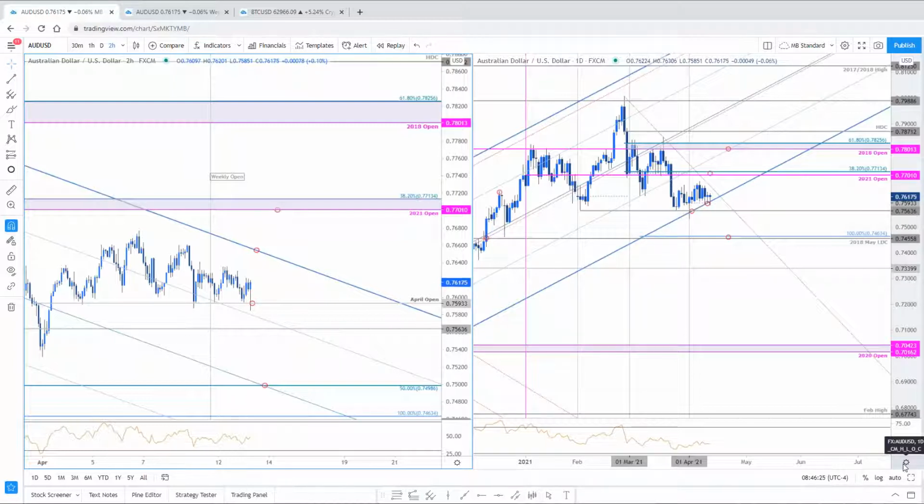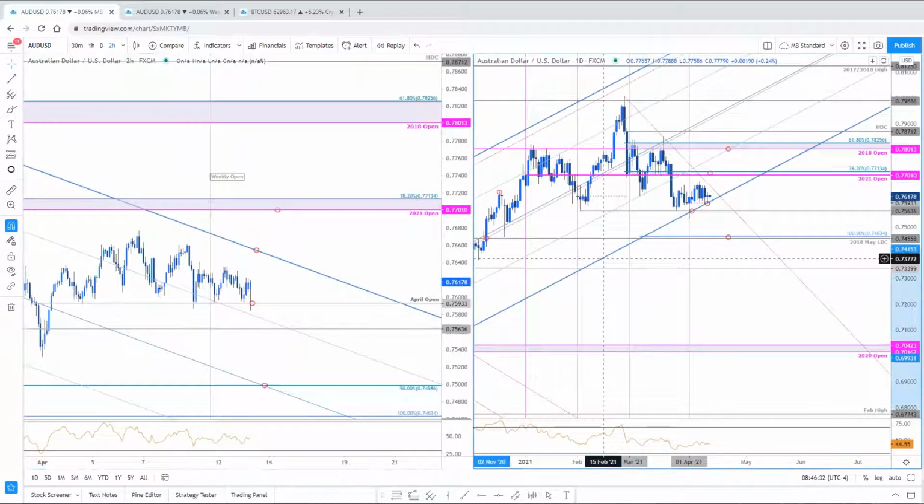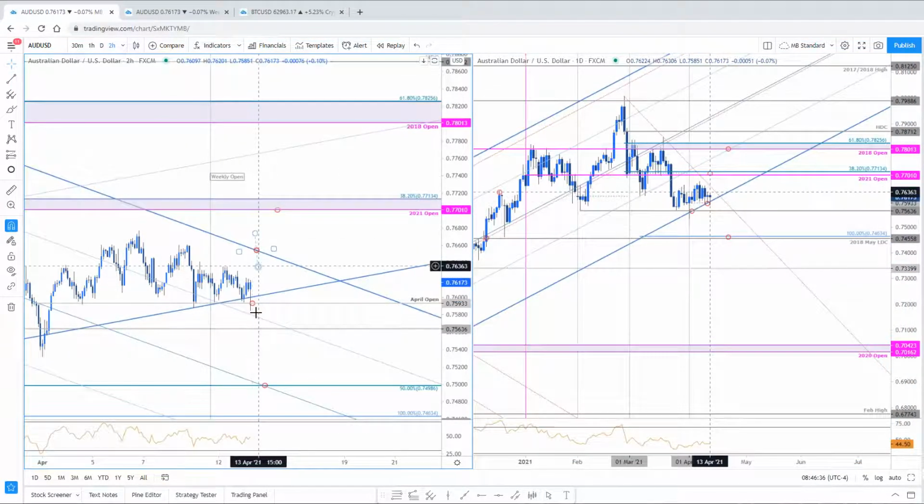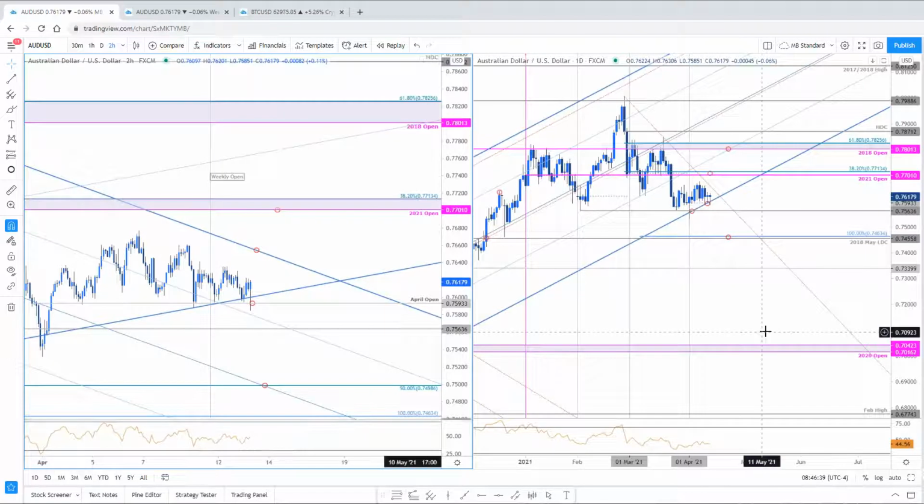We're at the range lows of the year. We're at uptrend support. And again, this slope is not represented in the intraday chart, but if you were to copy it, we're right there. It's getting tight. Let's look for some clarity on Aussie in the days ahead.